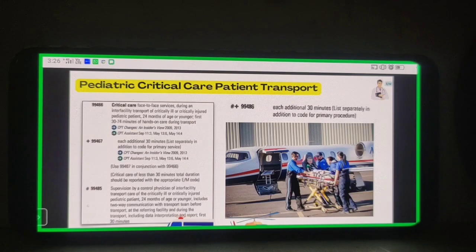So before you report any critical care transport service for pediatrics, first you have to check the presence of the physician. If a physician is present during the travel, go for 99466 and 99467. If the doctor does not travel with the patient, go for 99485 and 99486. Did you understand now? Very, very important question. If you have any doubt, please ask.